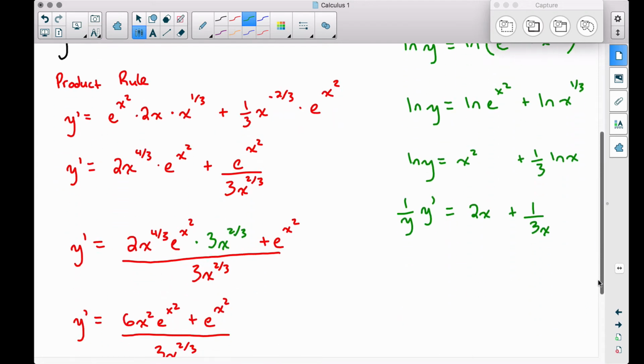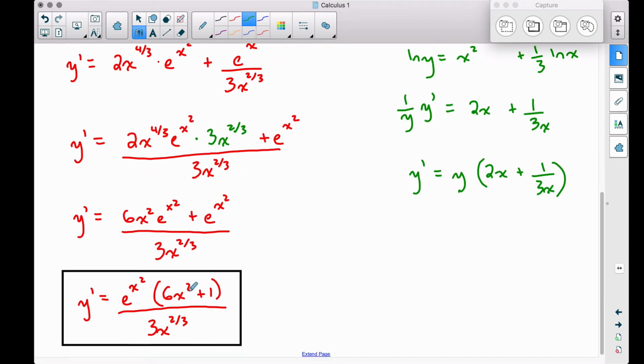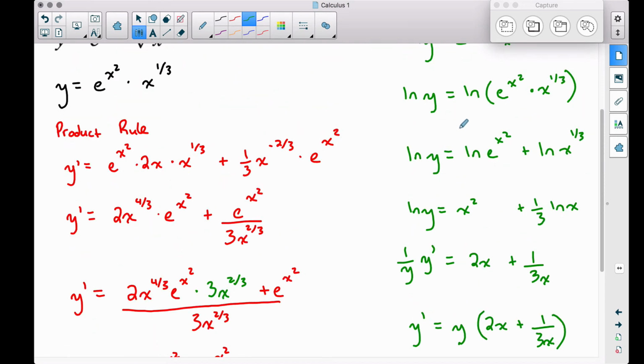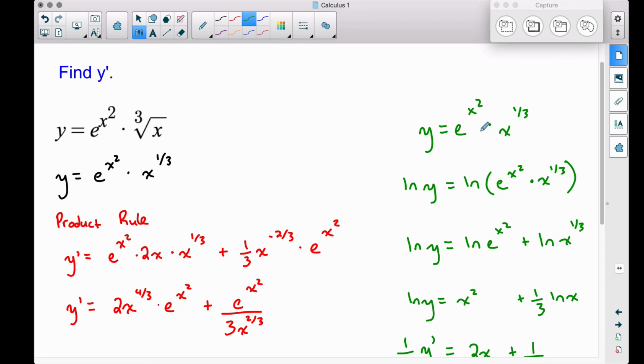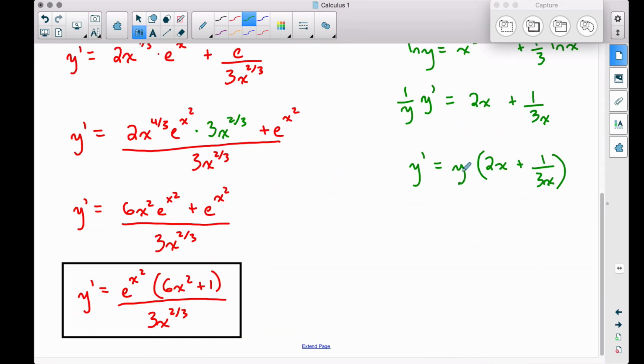And then from here, what we want to do is multiply by y to get y prime by itself. Therefore, we have y prime is equal to y times this stuff, 2x plus 1 over 3x. Now, this does not look like our final answer because notice we have a y over here. Well, recall back at the beginning, y was equal to this stuff right here. So let's substitute this into this y spot that we have here.